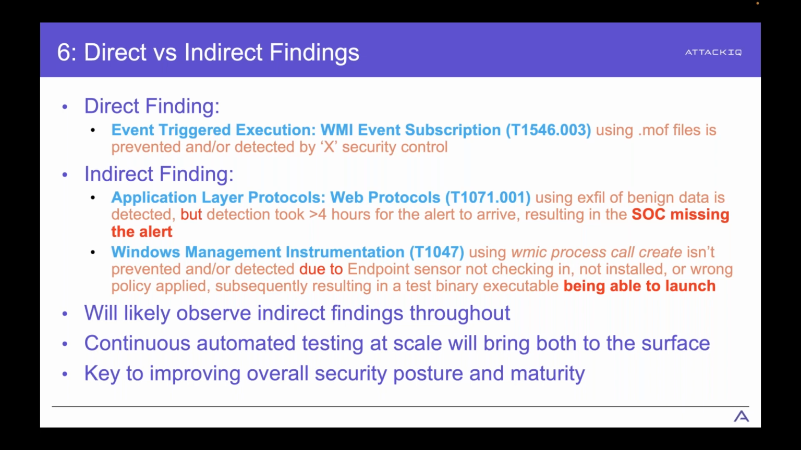And it's not always controls as well. It could be people, it could be process failures and various things like that. So as I say, you're going to likely observe a lot of these findings in different formats, either direct findings or indirect findings. But ultimately, this is all good stuff because it's going to help improve your security posture.